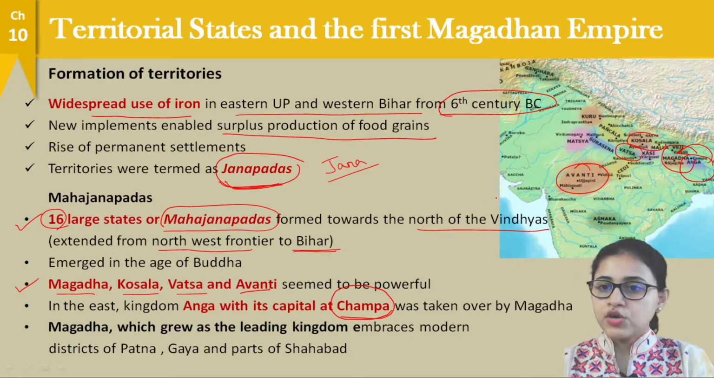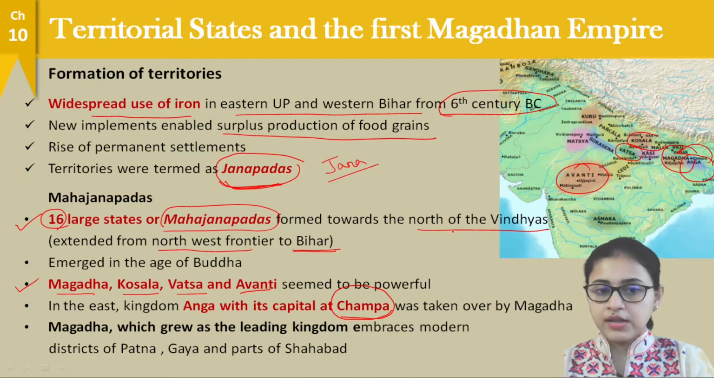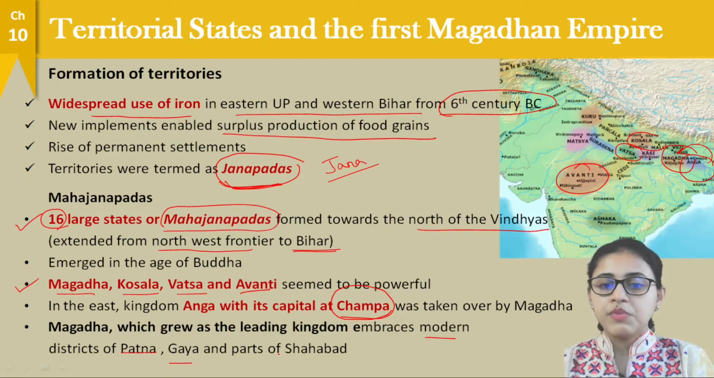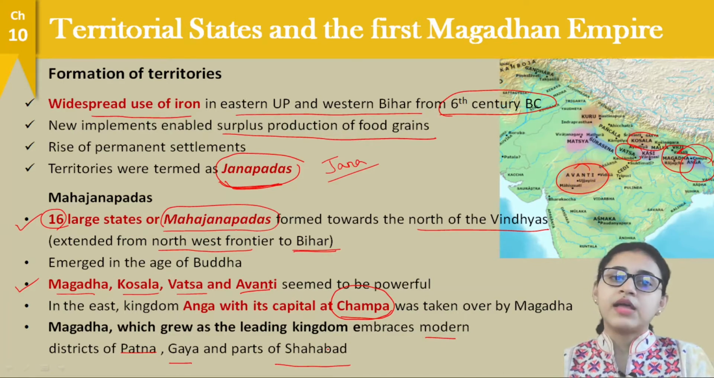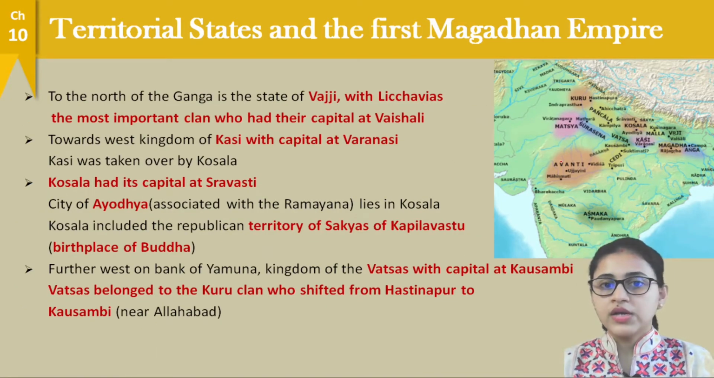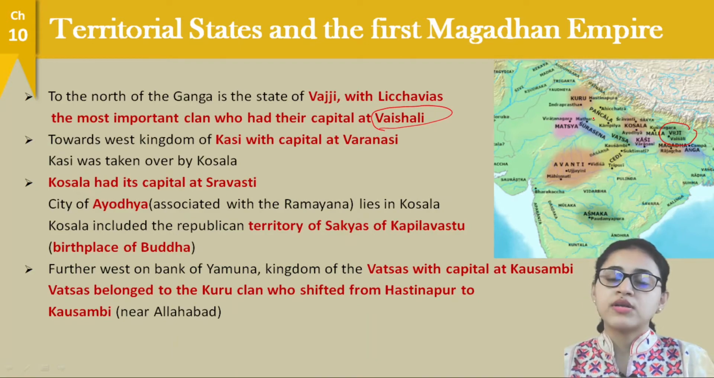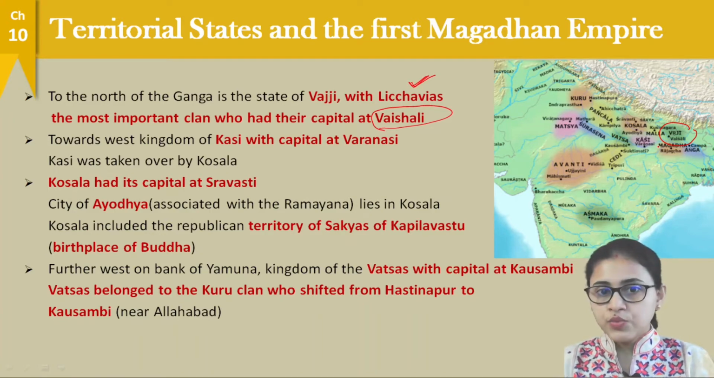Now when we talk about Magadha, Magadha kept on annexing different kingdoms and later came out as the most powerful kingdom, right? Magadha embraces the modern districts of Patna, Gaya and parts of Shahabad. So this is where Magadha territory existed. Now towards the north of the Ganga, we have another state, that is the Vajji, who had their capital at Vaishali. When talking about Vajjis, we have to know about the most important clan of the Vajjis, which is Lichavi. Again towards the west, we have another kingdom, that is Kasi, who had their capital at Varanasi.